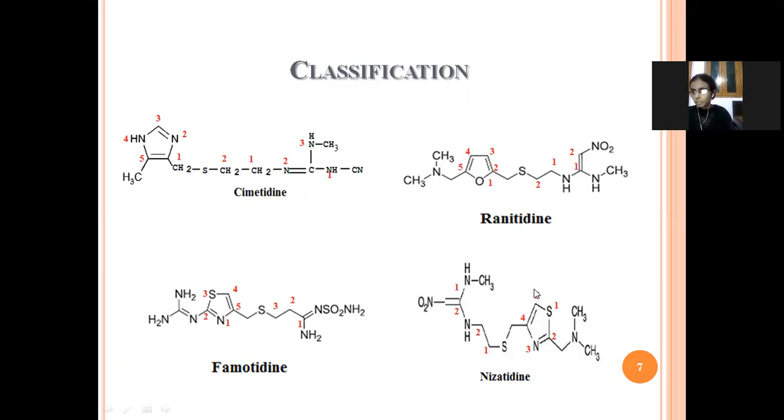So this is the thiazole. See here sulfur and the nitrogen. And here in the second position methyl, dimethyl amino, methyl sulfur, ethyl amino, nitroethyl, and methyl amide is there.